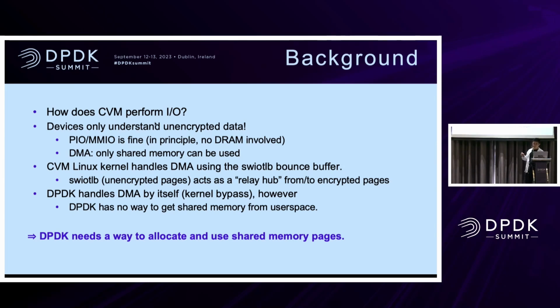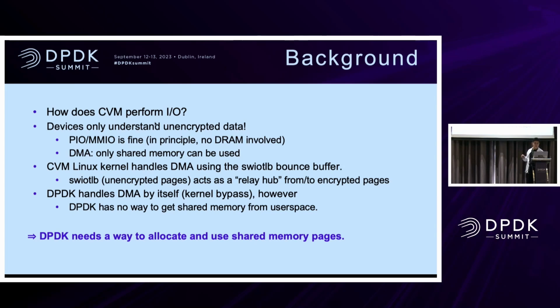However, in the confidential virtual machine, almost all the memory is encrypted. So if you run DPDK, DPDK has no way to get unencrypted memory so that it can do I/O with the device. What the Linux kernel network stack, or the Linux kernel in general, does to handle this kind of DMA is use the software IOTLB bounce buffer.